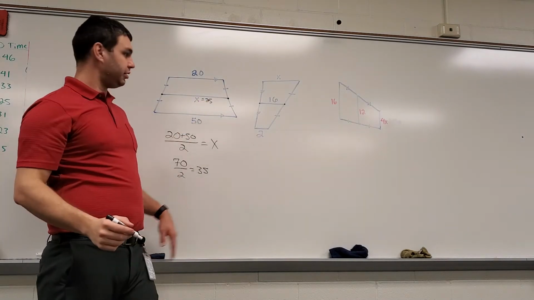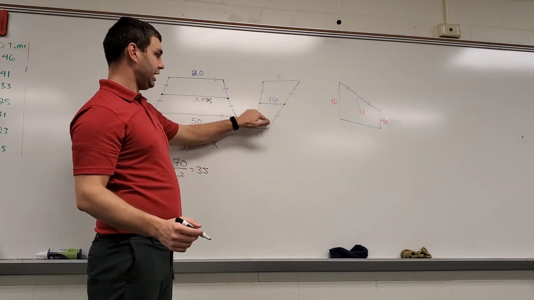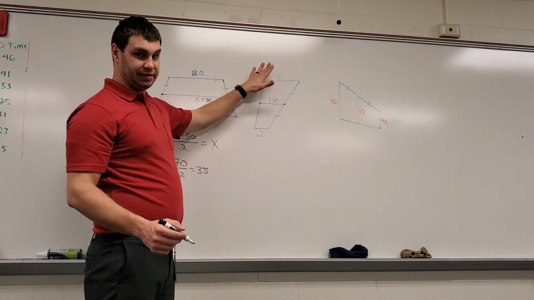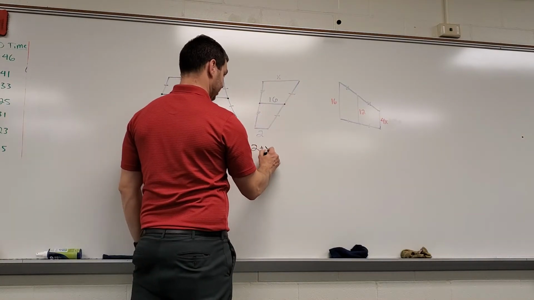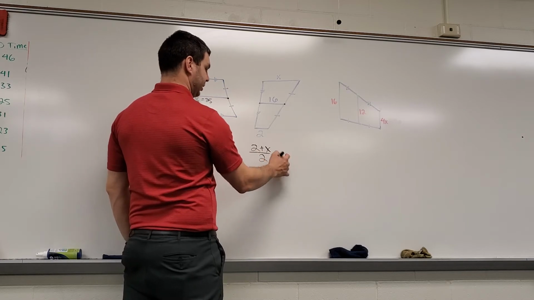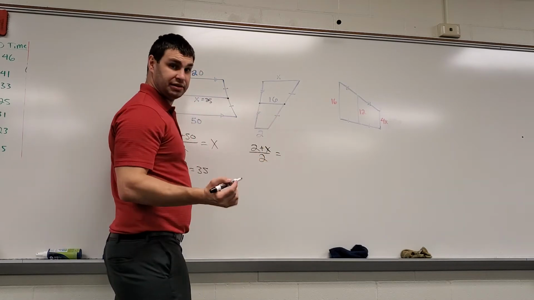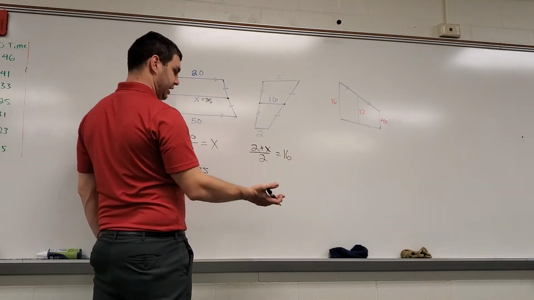Okay, let's try another one. What about this time if I don't have the x on the midpoint, but I have it on one of the bases? What we can do with this is we're still going to add them together. I'm going to go 2 plus x, add together my bases, and I want to find the average of those bases. This time I just know that the average is going to be 16. Okay? But let's see, how can I solve for x here?